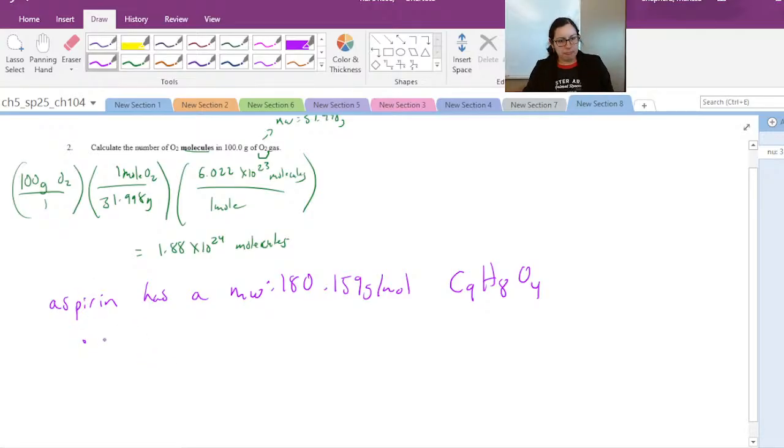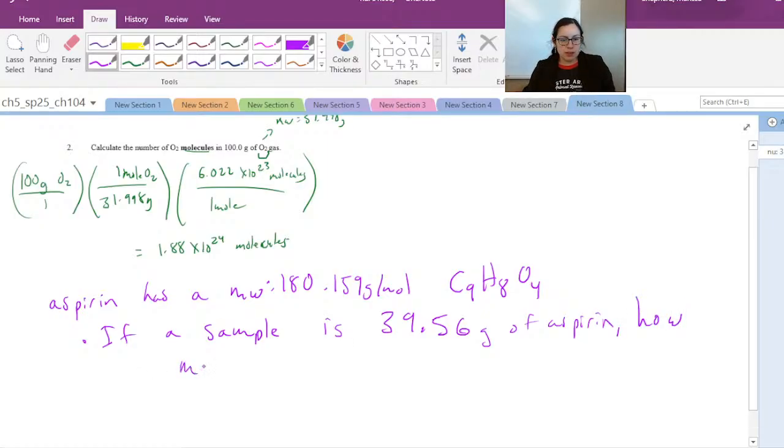And so if a sample is 39.56 grams of aspirin, how many molecules is this?